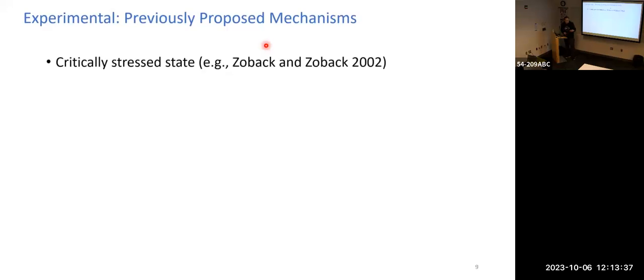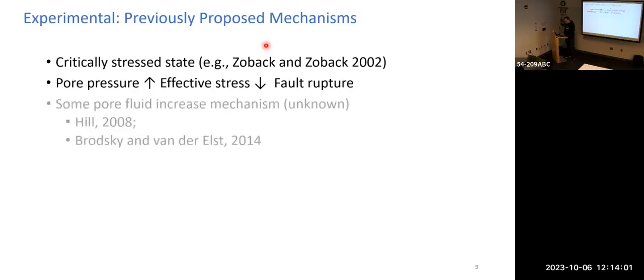And currently we have several hypotheses to explain the remote triggering. First is the critical stress state, which means the local lithosphere is already under critical stress, and when the seismic wave passes by, it adds the last part to trigger the earthquake.